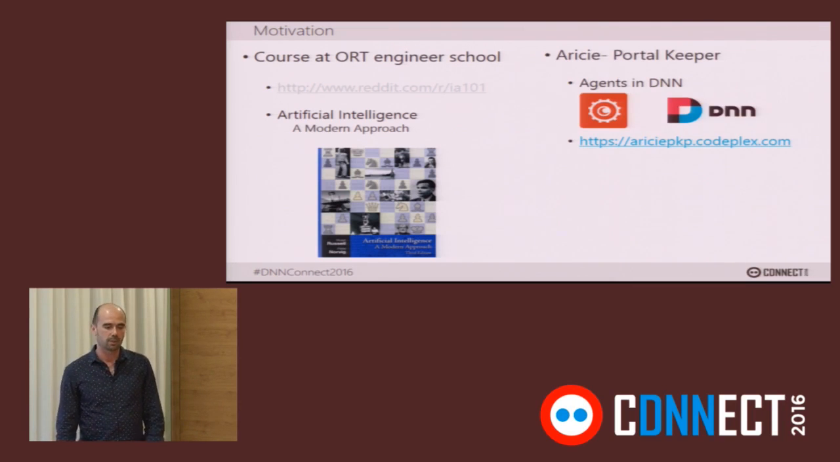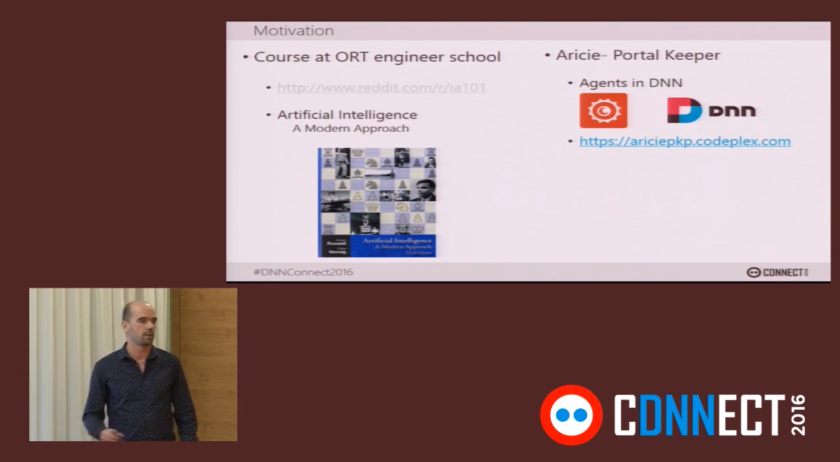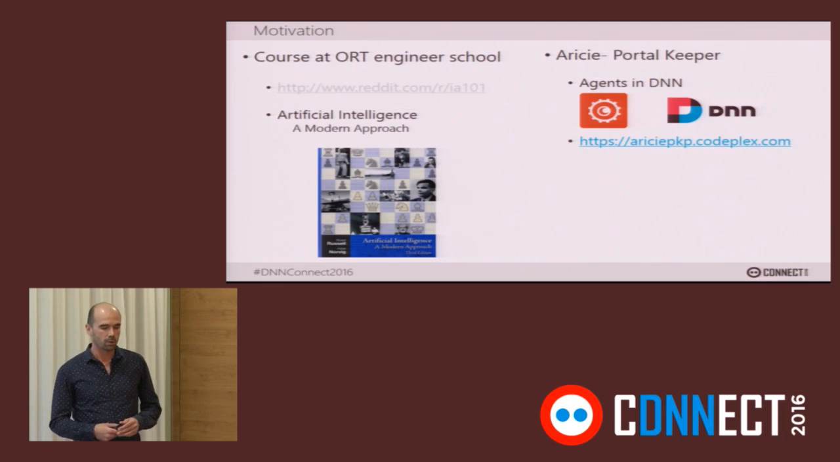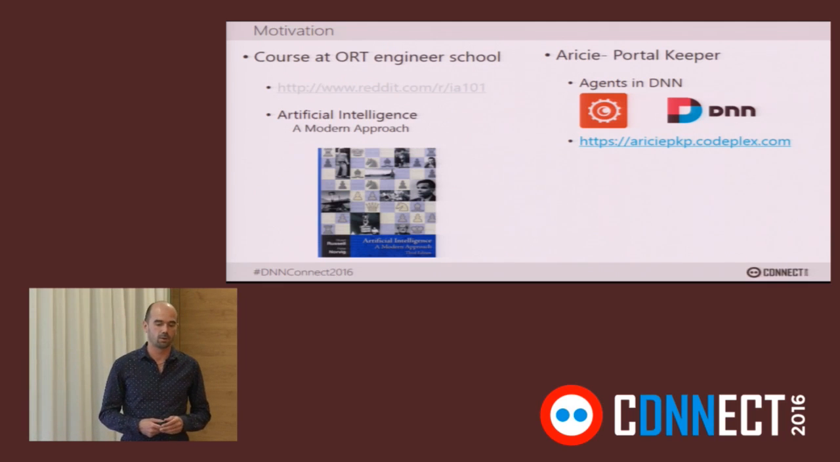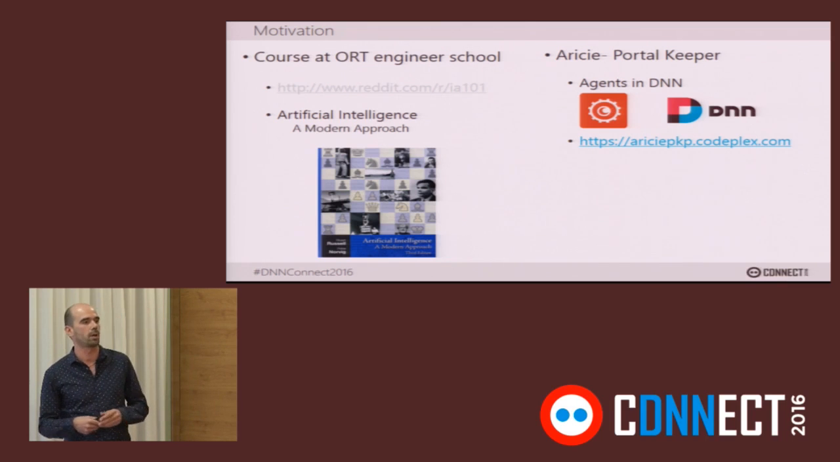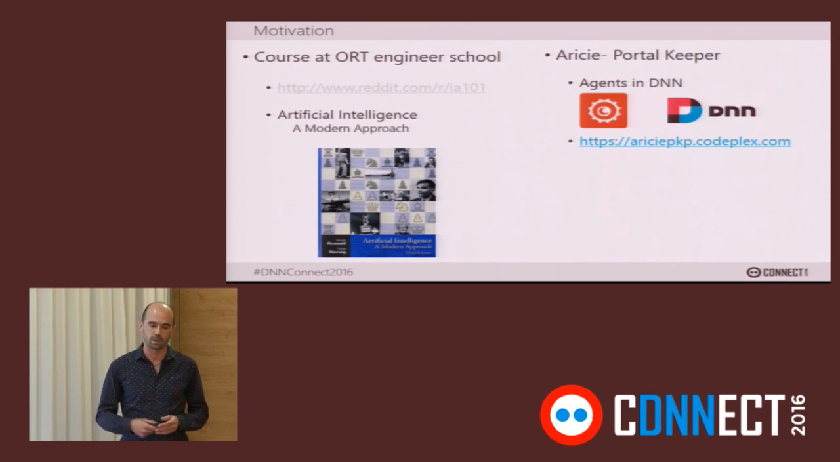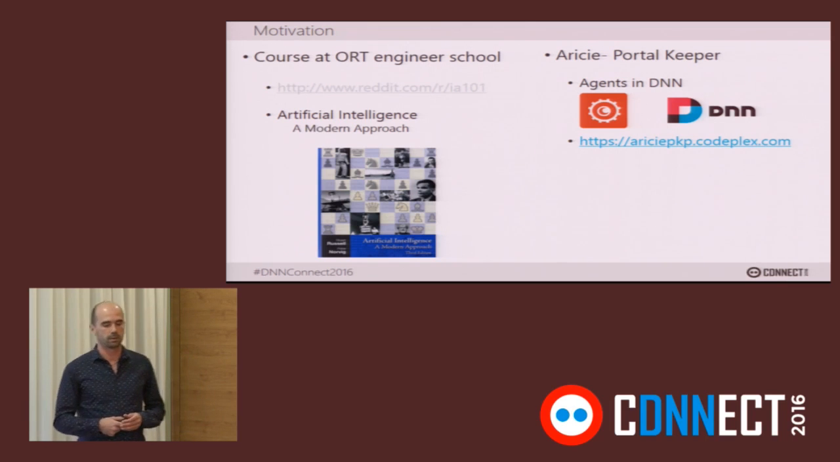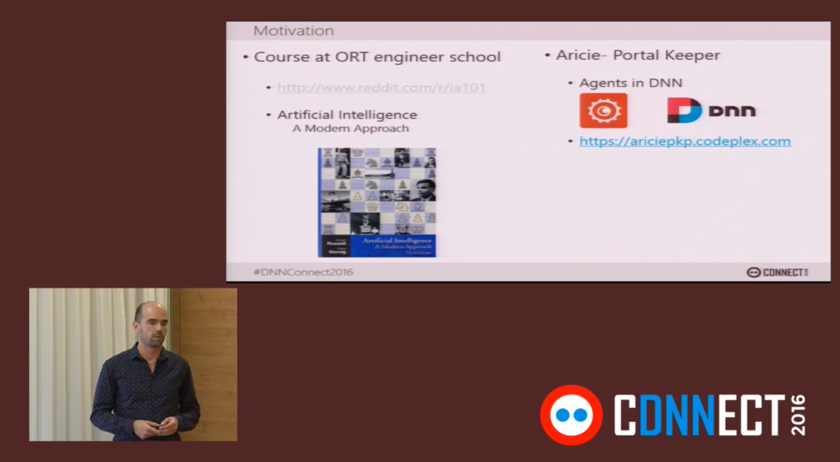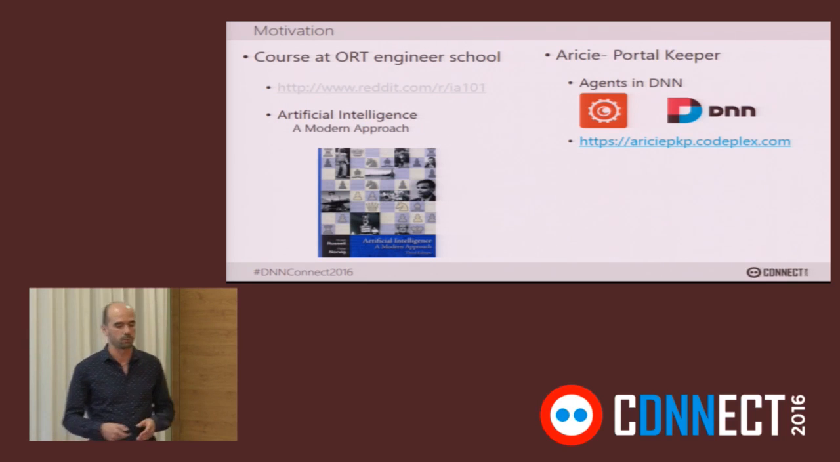And the second motivation is a module, a DNN extension that I've been developing for several years now. It's called Portal Keeper, and it's hosted on Codeplex. The source code is also on Codeplex, but I might probably move it to GitHub sometime later this year. And it's an agent system. So far, it hadn't dealt so much with artificial intelligence, but this is the next step that I'm currently implementing. And I designed the course to be taught on DNN with that module. So all the stuff that went into that course went into that open source DNN extension.